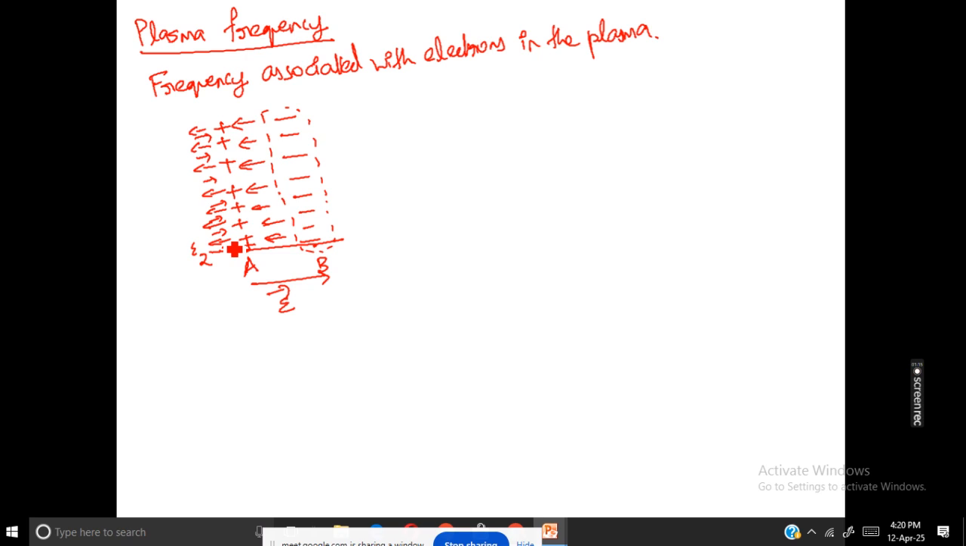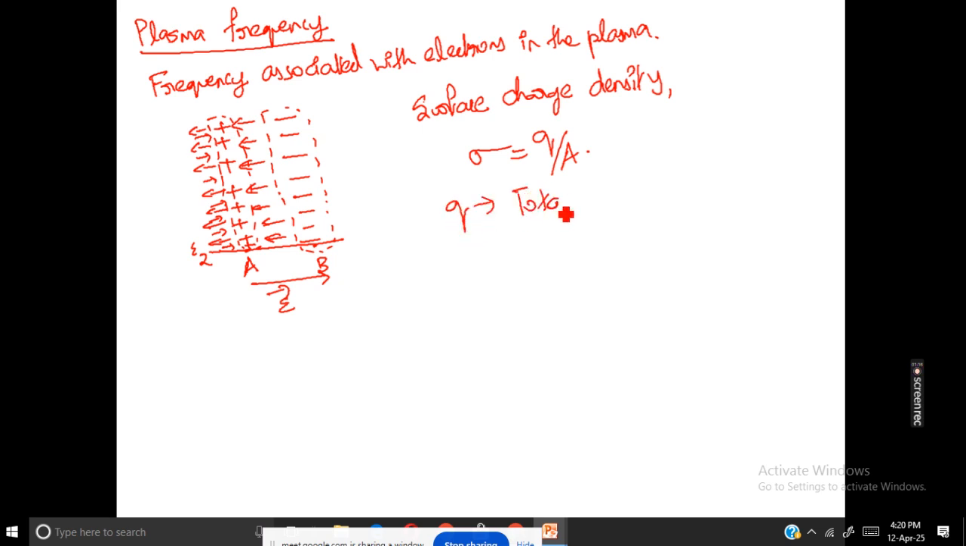Let's see how to find the equation for the plasma frequency. So this looks like a parallel plate capacitor. This is the positively charged plate. This is the negatively charged plate. The surface charge density in the plate is given by sigma is equal to Q by A, where Q is the total charge, which is given by N0, the number density, into e, the electron charge, into delta X, which is basically the distance between the initial position and the final position.